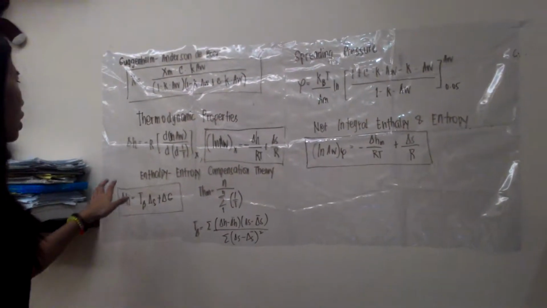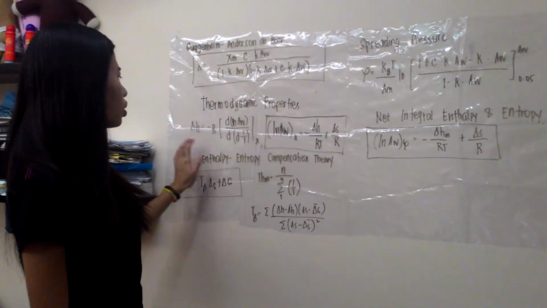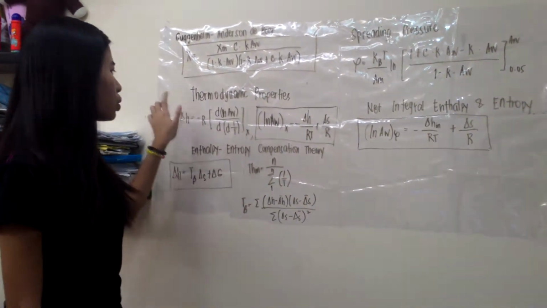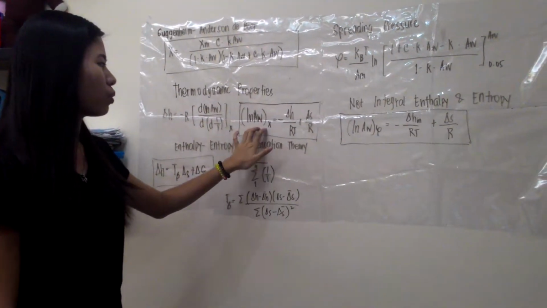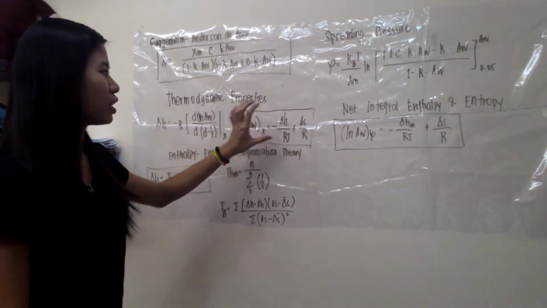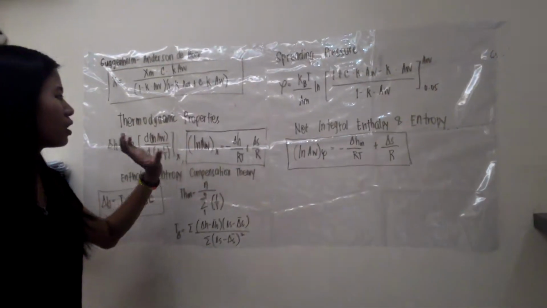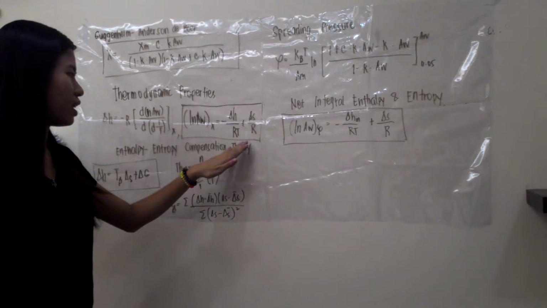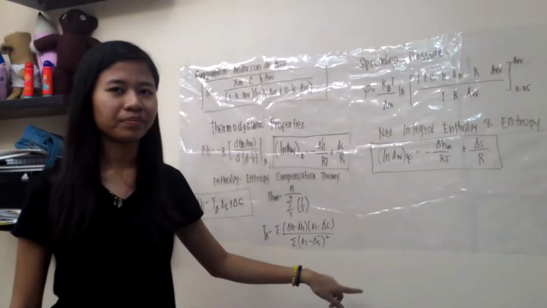Here, the differential enthalpy and entropy were determined using the Clausius-Clapeyron equation. When this Clausius-Clapeyron equation is integrated, we get this equation, where delta H and delta S are related using the water activity.